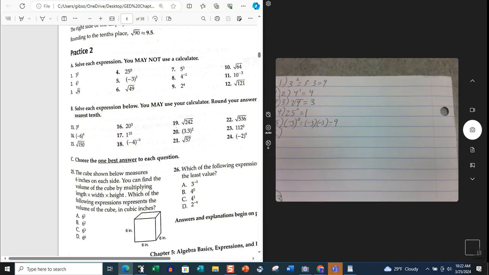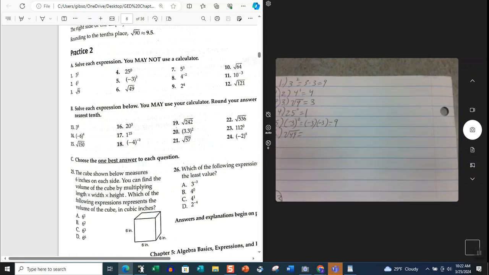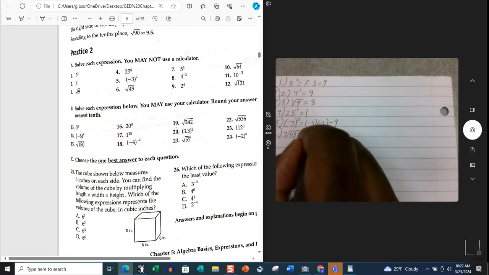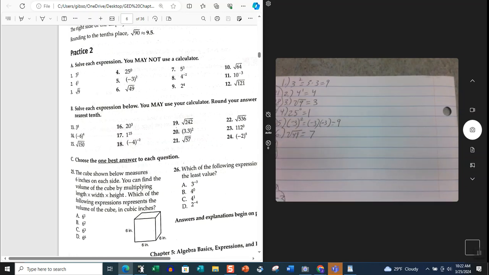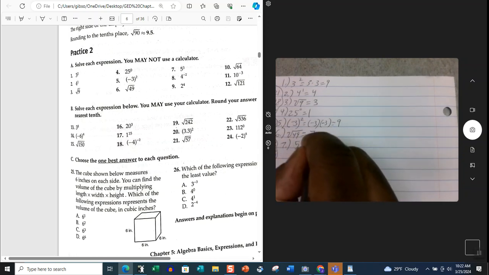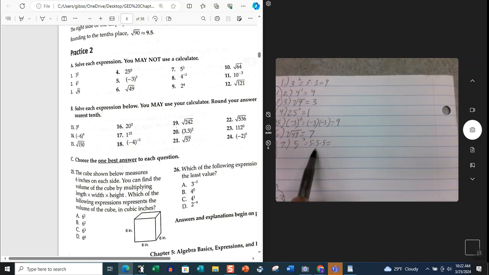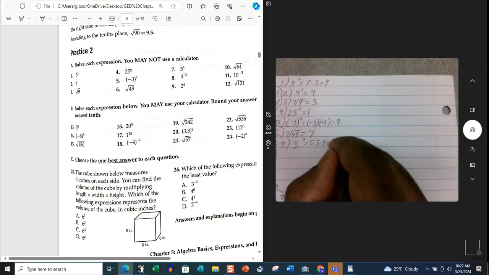Okay, number 6. We have the square root of 49. We ask ourselves, what times itself is 49? Now we know 6 times 6 is 36, and 7 times 7 is 49, so your answer here would be 7. So now we go to number 7. We have 5 to the third power, which is 5 times 5 times 5. 5 times 5 is 25, times 5 is 125.